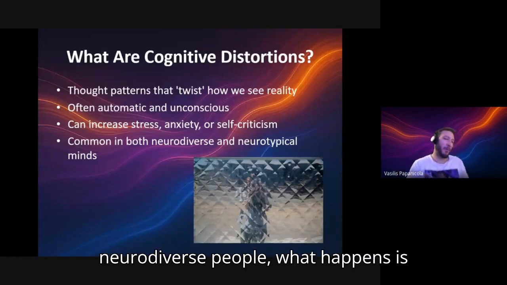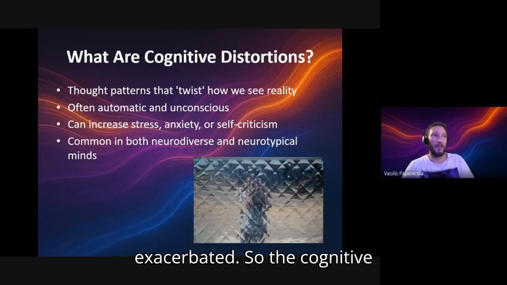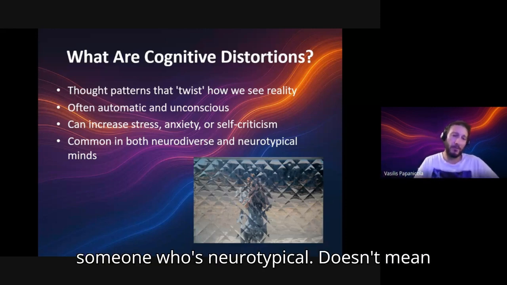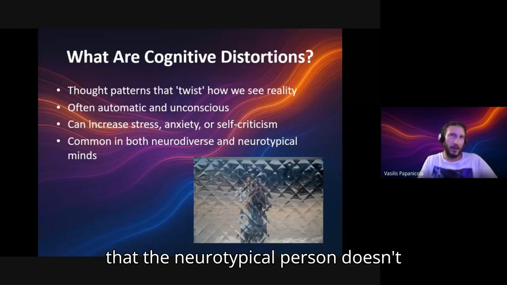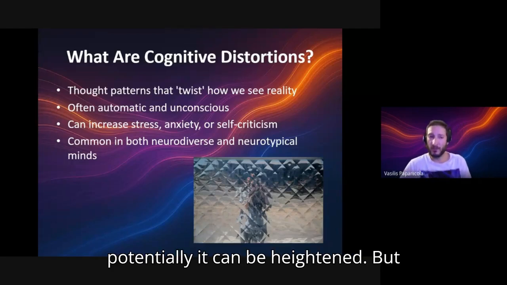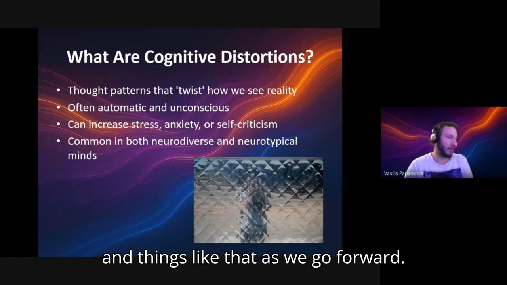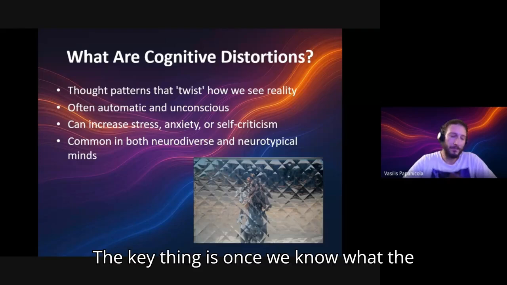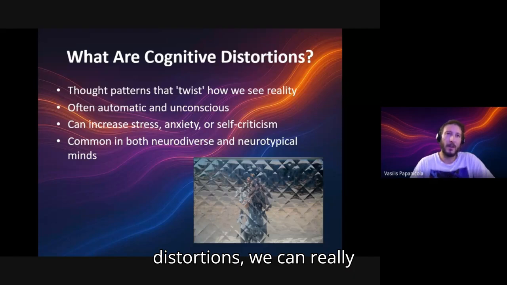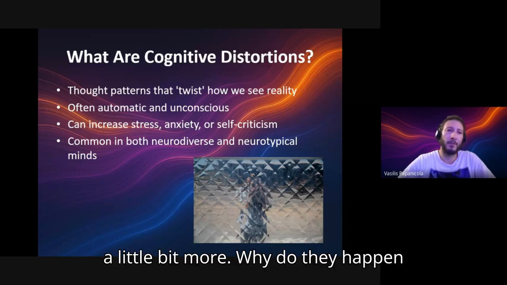However, in neurodiverse people, these thoughts are exacerbated. So the cognitive distortions are just a bit more heightened than what you might find in someone who's neurotypical. Doesn't mean that the neurotypical person doesn't experience this. Everyone does. It's just that in the neurodivergent person, potentially it can be heightened. But we can explore the triggers and things like that as we go forward. The key thing is once we know the triggers and recognize cognitive distortions, we can really combat them and find really good strategies, which again, we'll come on to a little bit more.